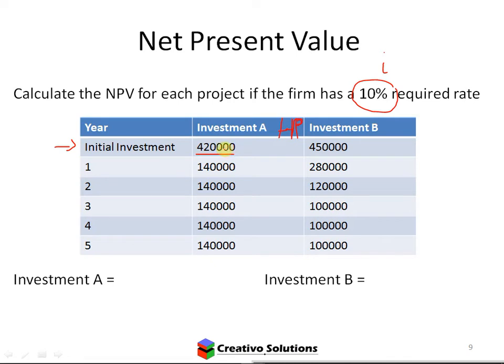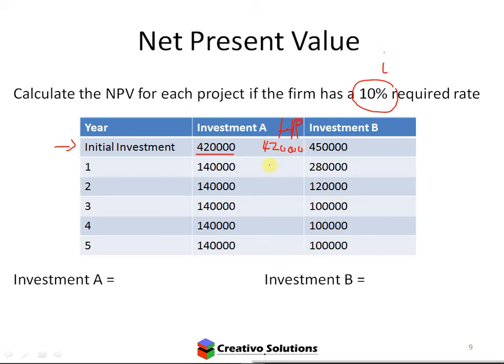No. Okay, just listen to what I'm saying before you type anything in. The initial investment is 420,000. That's the initial investment. I need to put this into the calculator. So what do I do? I type it into the calculator. So type that in: 420,000.